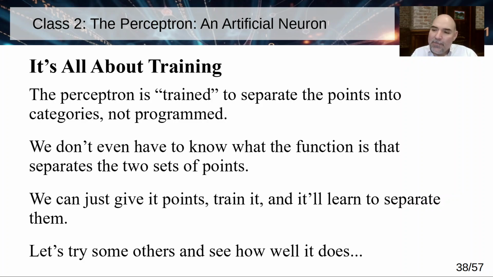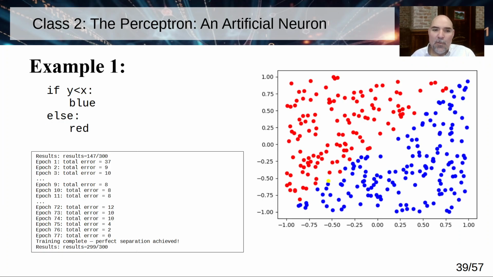It's about what data we give it, what labels we put on that data, how much data we give it, and how good a job we do at training it. Now let's look at a couple other examples. So we looked at this one, we'll call that example 1. And that was if y is less than x, then blue, else red. And up here in the upper left corner, that's where I'm putting the truth function that we're using. And again, you can see how well it did. It got all of them but one on novel data it had never seen before.